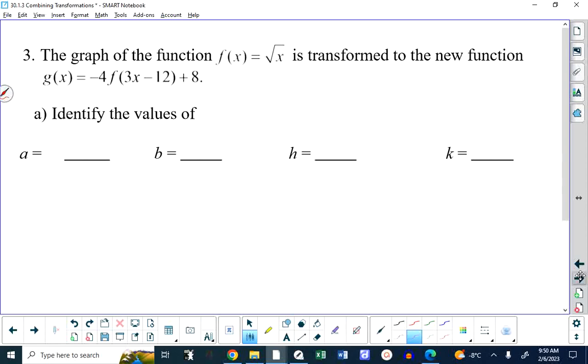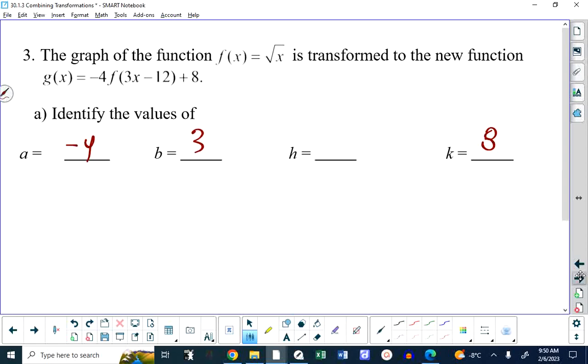So we have, I think, 28 people in the class right now. 24 people got it wrong. And this is the mistake. There's no question that A is -4. And it's without a doubt that B is 3 and K is 8. But H is not 12. It's not 12. What is it? It's 4.